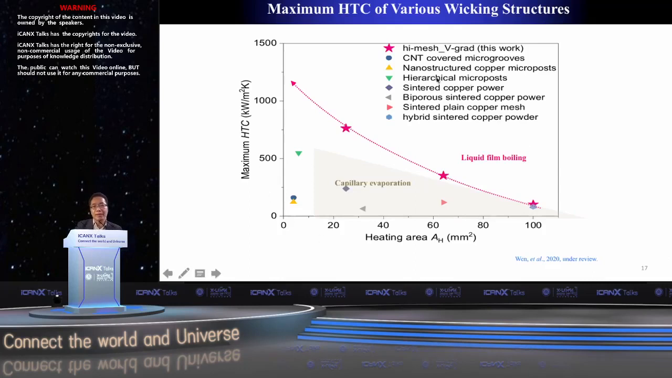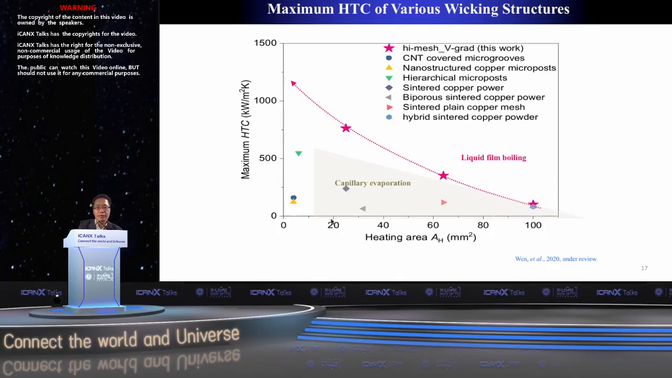Now, I basically summarize what has been done in terms of different structured surfaces, right? There are things called sintered copper powder. There are bipolar sintered copper powder. There are micropost, CNT-covered microgrooves, everything, right? And it's all called capillary evaporation. Now, if I have a new mechanism, like what I just told you, it's called liquid film boiling. Essentially, we have multiple layers of meshes, and I can design those structures so that evaporation and boiling happen in a coordinated way, in a nice way, and they can increase the heat transmission.